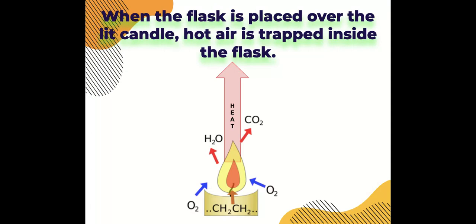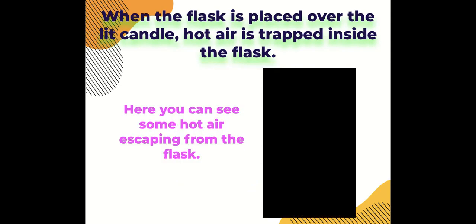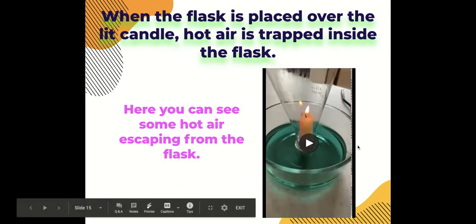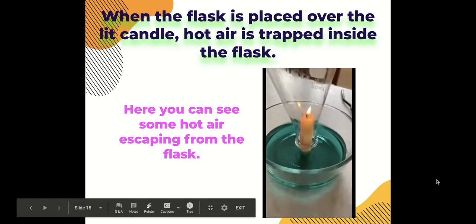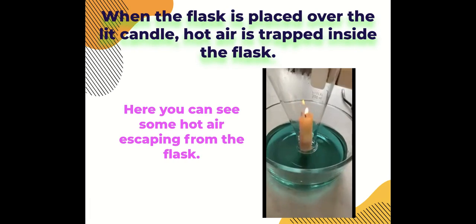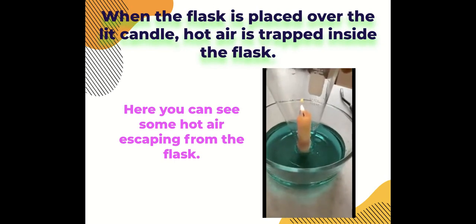So when the flask is placed over the lit candle, hot air is trapped inside, like that. Now here you can see some hot air escaping from the flask when it's put over top. What you'll see is when the flask is coming down, you'll start to see an air bubble that comes out over there on the right side. It's coming out of the flask because the hot air is spreading out and it really wants to escape that flask.